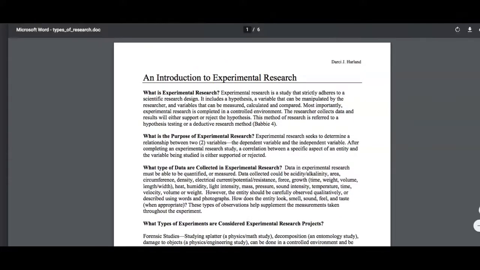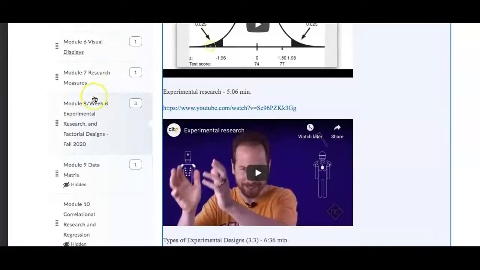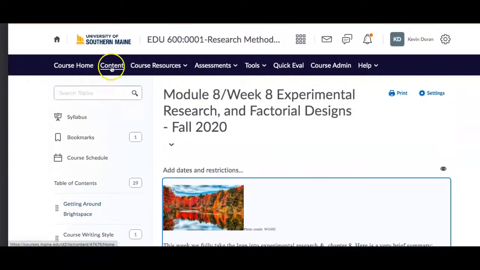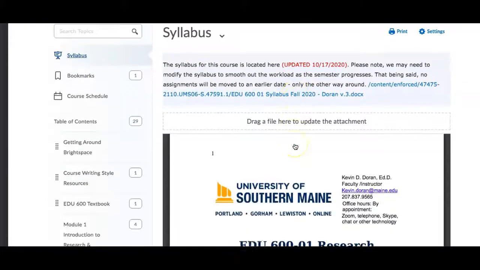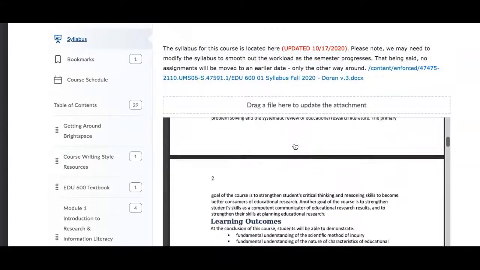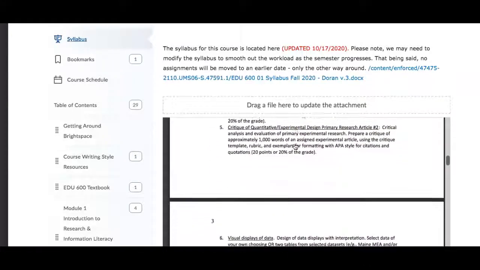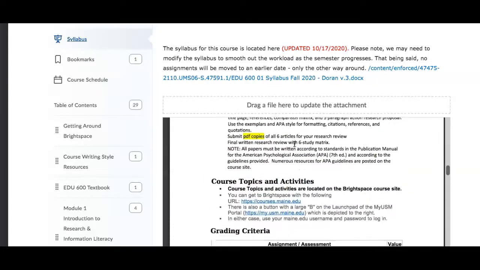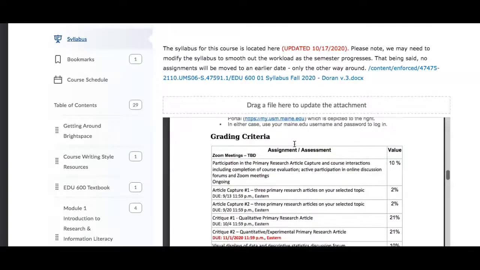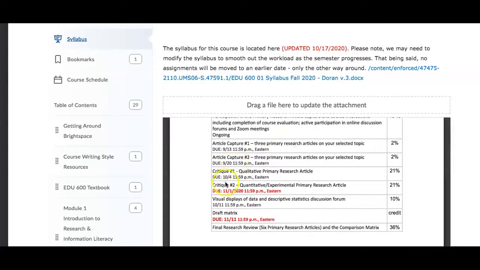Now I'm going to shift gears, and I'm going to go back to Brightspace. I'm going to go to our content, then to the syllabus, and I'll show you what has changed in the syllabus. So coming down right here, this is page number 3. On page number 3, critique number 2 is due November 1st. Now this used to be the 25th of October, so that has been changed.